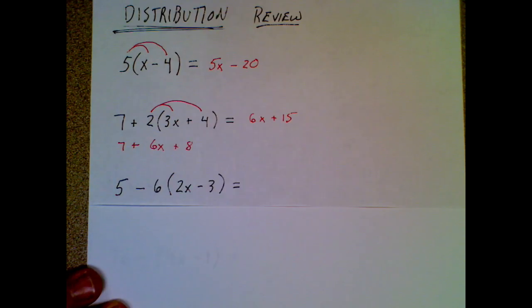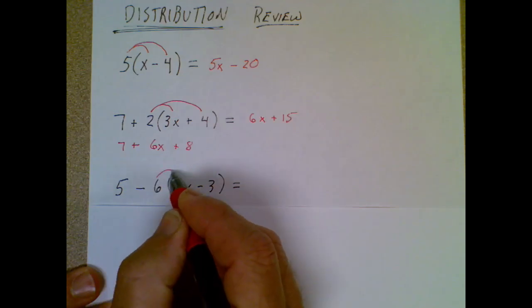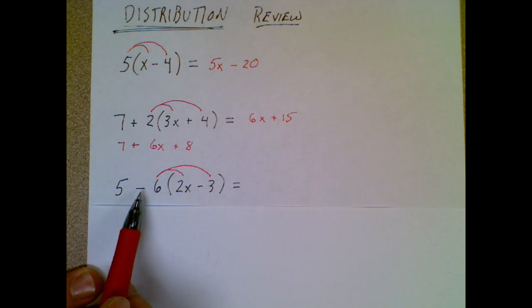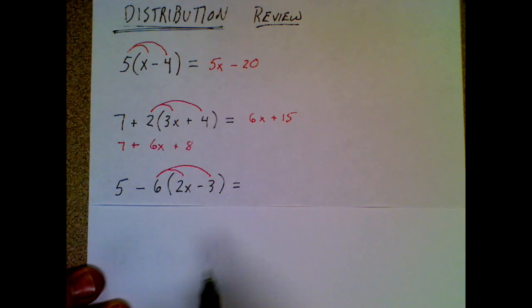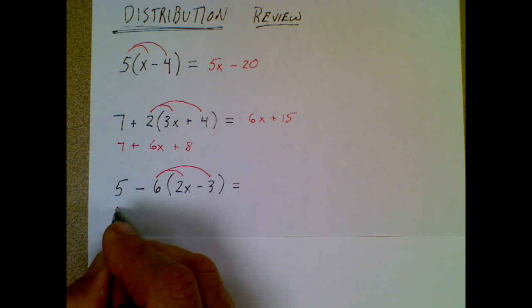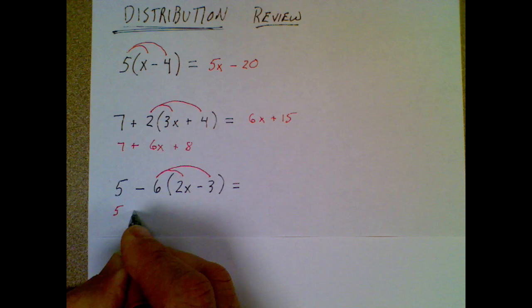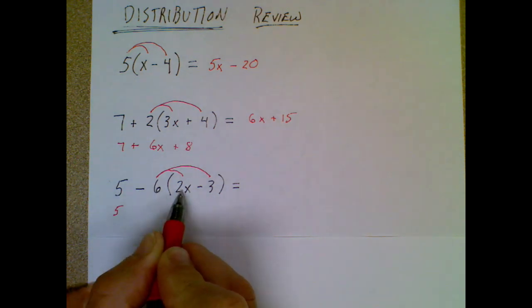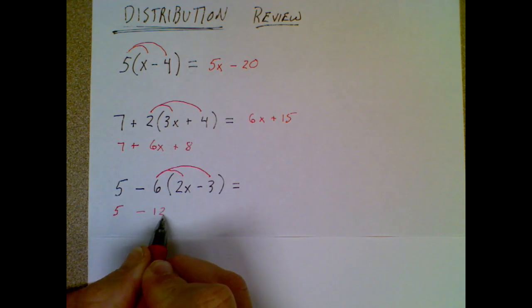This next one is the same as the previous one, but you just have to be careful because in algebra and all math, subtraction and negatives are your enemy. So when I redo this, nothing changes with that 5, so I'll recopy it because that is not what's being distributed, it's the 6. So minus 6 times 2x is minus 12x.